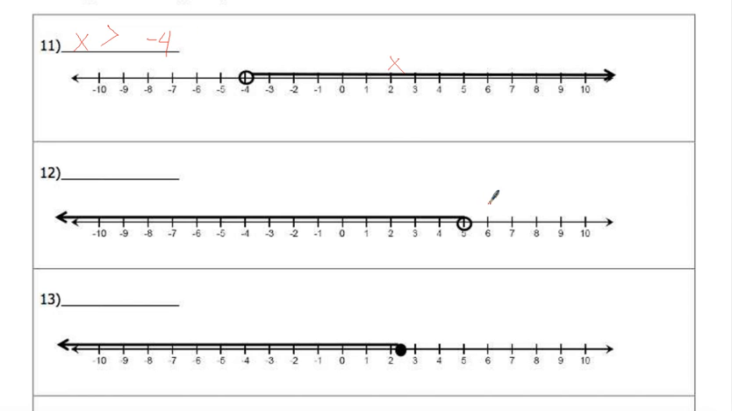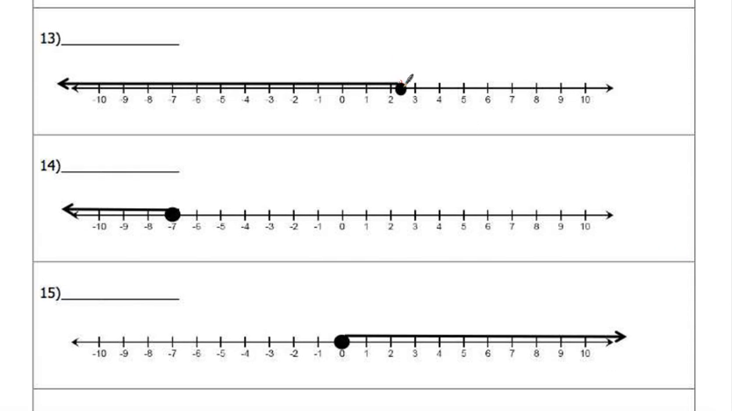For number 12, start with a letter, write the number, which is 5. The arrow represents X. X is less than. Is it equal with that closed fist? Nope, just less than.